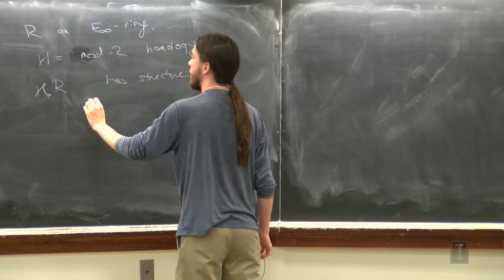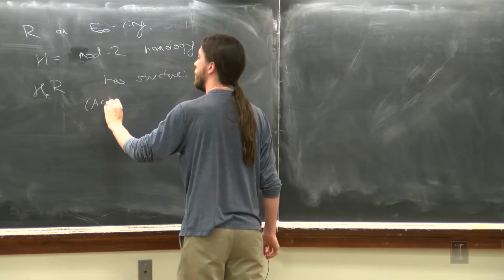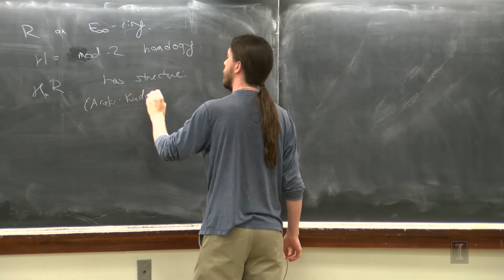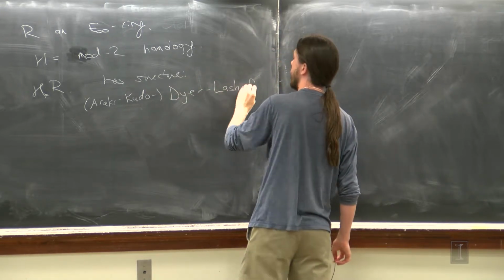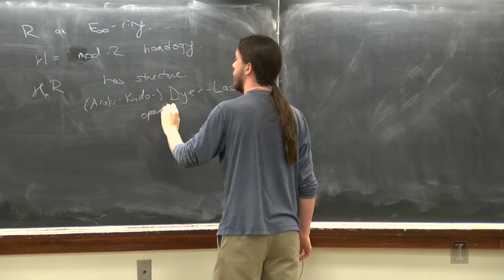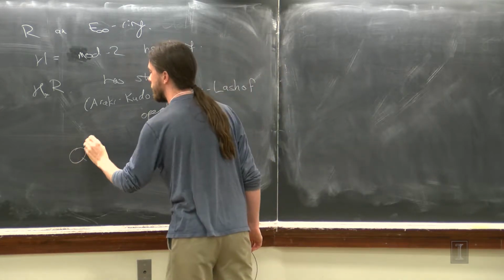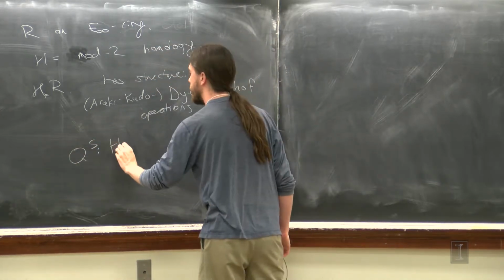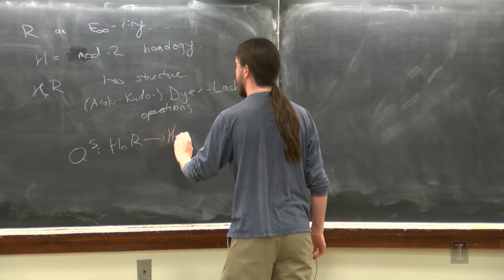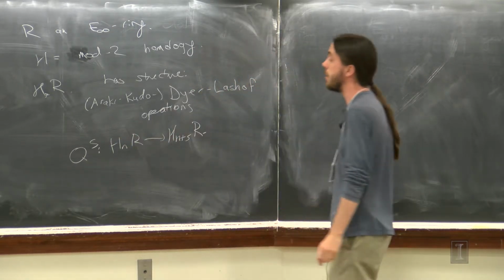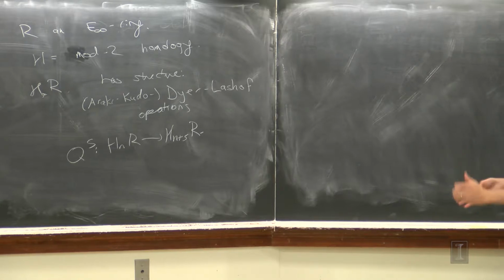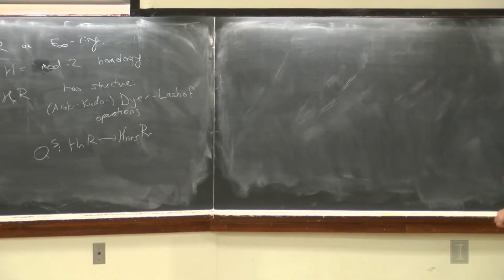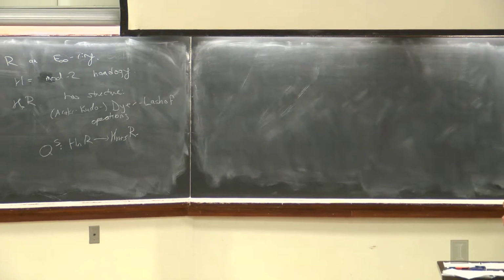Namely, it has Araki-Kudo-Dyer-Lashof operations, although those are often shortened to just Dyer-Lashof operations. They're usually written as Q upper S. They go from H_n of R to H_{n+S} of R, and they're natural transformations in the homotopy category of R-modules. These satisfy a number of relations. They're additive. They satisfy a Cartan formula. They have Adem relations, and they satisfy instability relations, and so on, and so on, and so on.